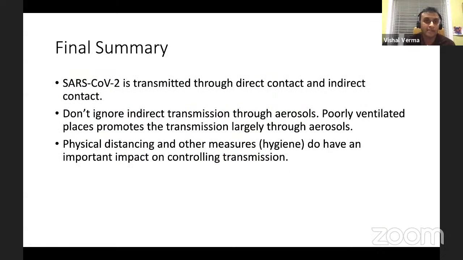And this is my last slide: the SARS-CoV-2 virus is transmitted through both direct contact and indirect contact. Please don't ignore this indirect transmission through aerosols, and poorly ventilated places promote this transmission largely through aerosols. Physical distancing and other hygiene measures do have an important impact on controlling this transmission. Thank you.